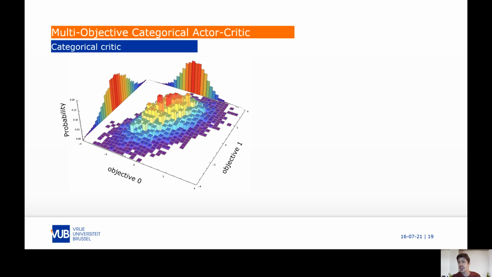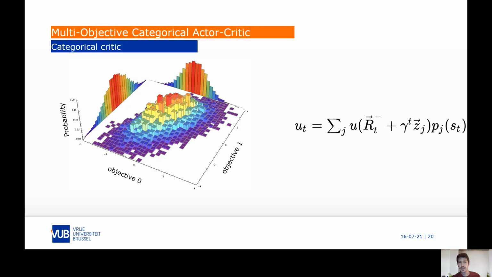Each bin represents every single possible vectorial return you can get, and the height of the bin represents the probability of receiving that return. So that's what our critic will learn. It will learn a full multivariate distribution of the future returns, and we are going to use this distribution in our actor loss. So instead of using the V values as before, we're going to use the accrued reward plus every single bin here.